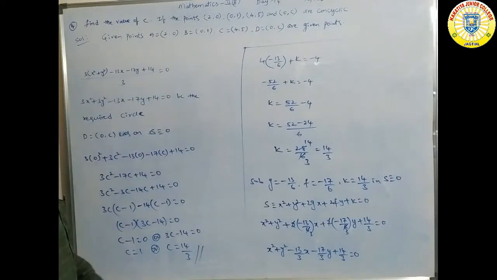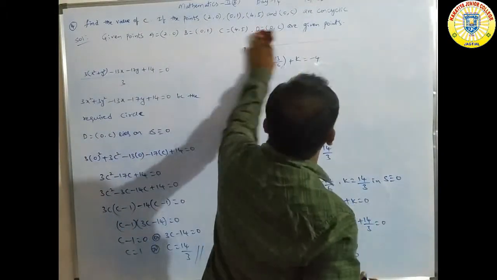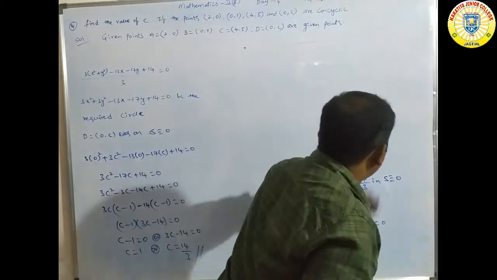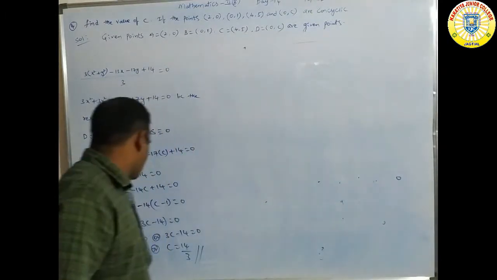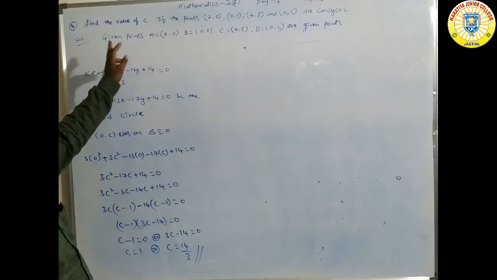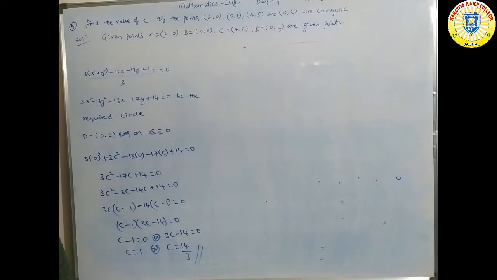What is the question? Find the value of c. C is equal to 1 or c is equal to 14 by 3 is our required value, and that is the right answer. All of you, this is a very important problem for long type questions. Write it down carefully.